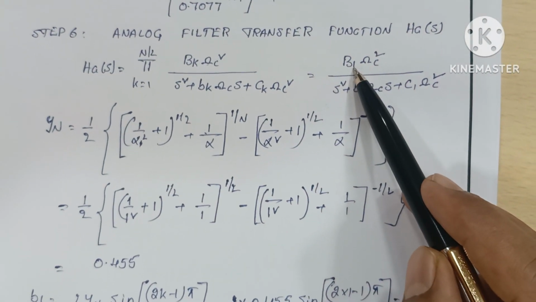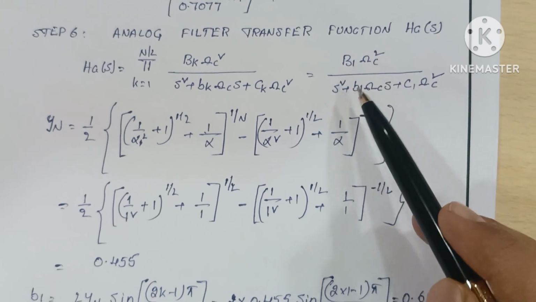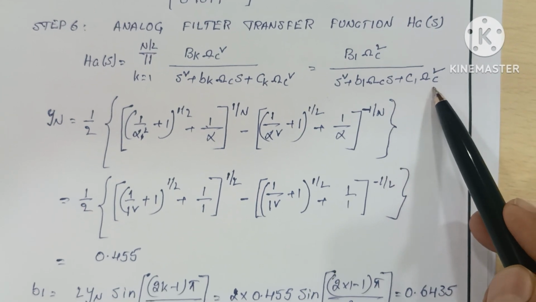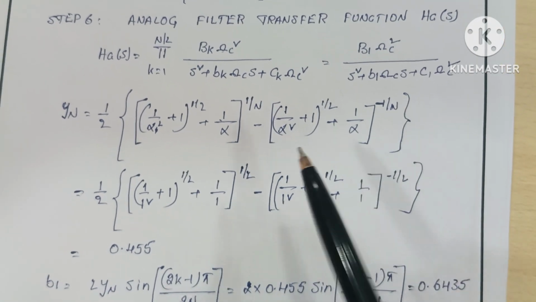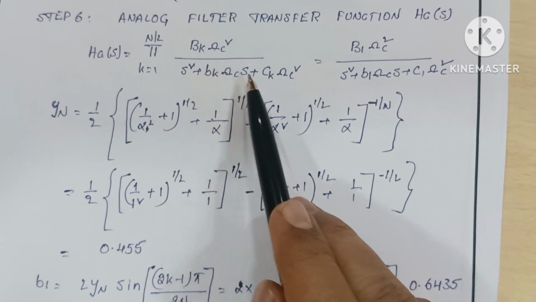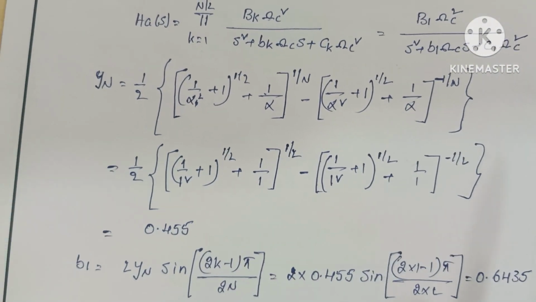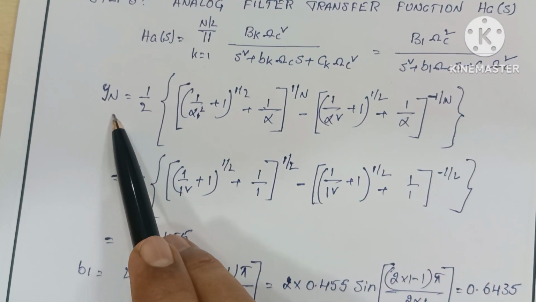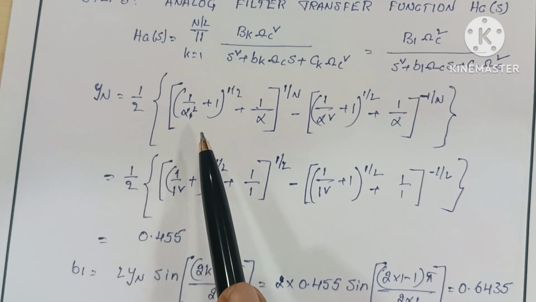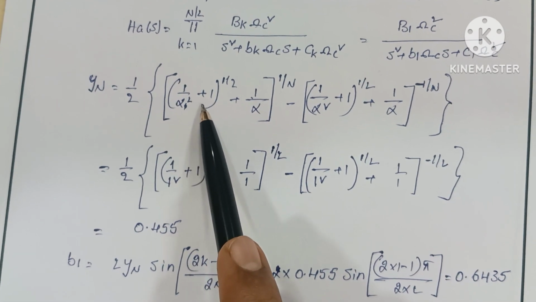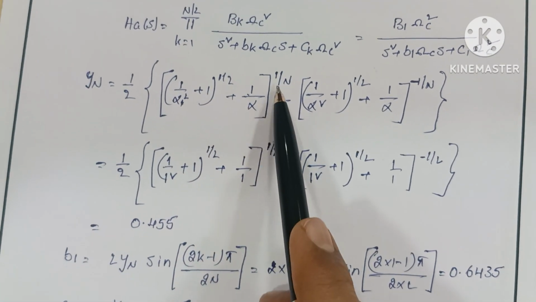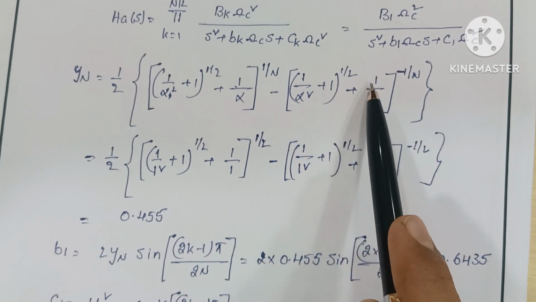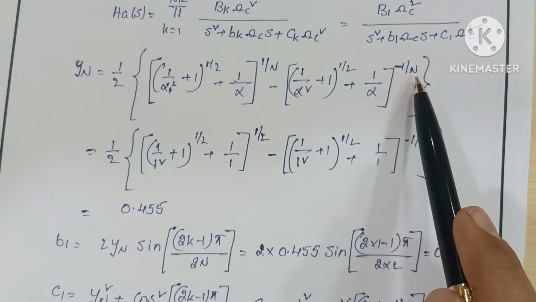After substituting the value of k equal to 1 over here, b1 omega c square by s square plus b1 omega c s plus c1 into omega c square. So for computing the coefficients bk and ck, we have to compute another important parameter, which is nothing but yn. The formula for yn is 1 by 2, [1 by alpha square plus 1 whole power half plus 1 by alpha] whole power 1 by n minus [1 by alpha square plus 1 whole power half plus 1 by alpha] whole power minus 1 by n.